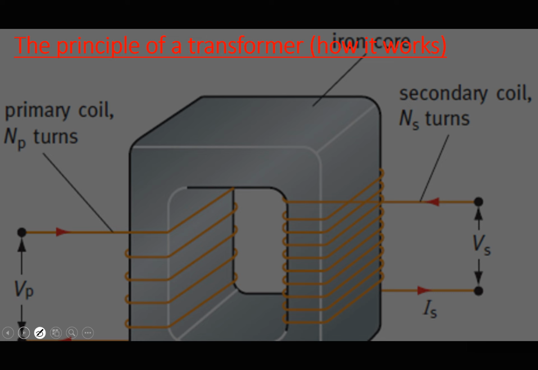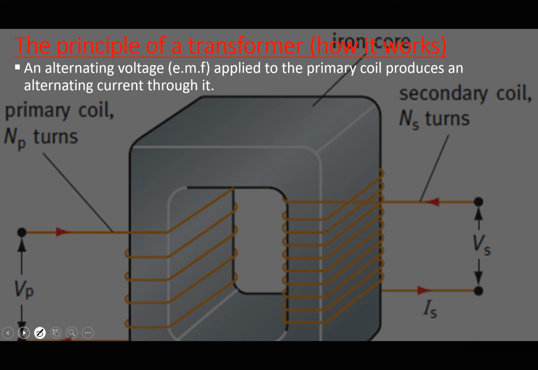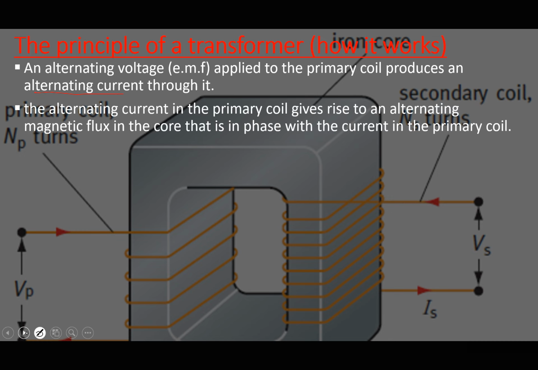So what really happens is that an alternating voltage is going to be applied to the primary coil. If we have an alternating voltage, it is going to automatically produce an alternating current. So on the primary, we have an alternating voltage applied, which means it is going to produce an alternating current. A changing voltage is going to produce a changing current in the primary coil. What is the effect of that? If there is a changing current in the primary coil, then there is going to be a changing electromagnetic field or a changing magnetic flux. There is a changing electromagnetic field around the primary.